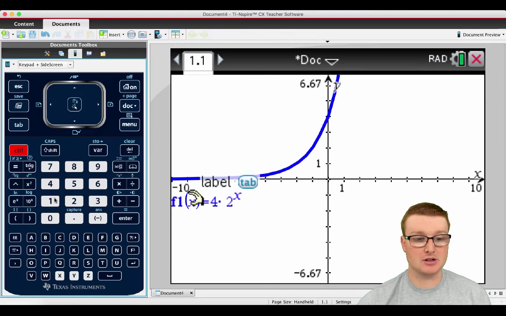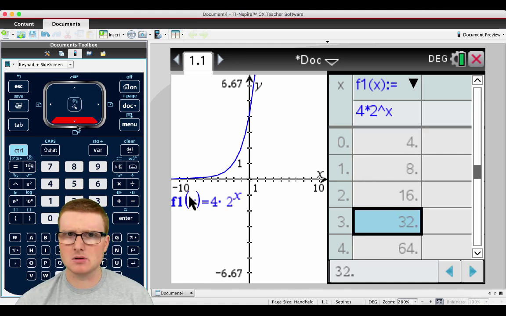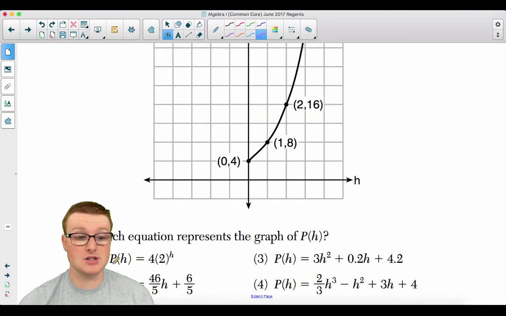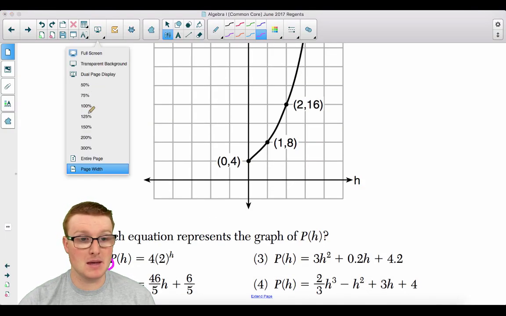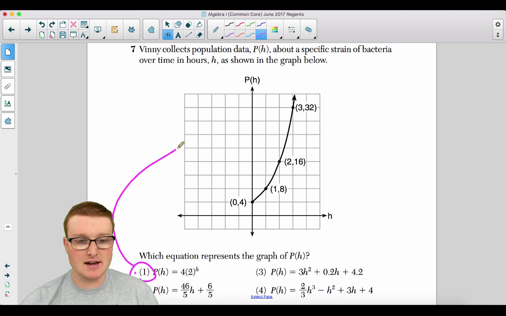Let's go back to the calculator. Control T for the table of values. Oh wait, whoa. 0, 4, 1, 8, 2, 16, 3, 32. That looks mighty familiar, and that's because choice 1 is your answer. Bingo. Honestly, that is probably the best possible way to do that question. Just understand that it matches everything.